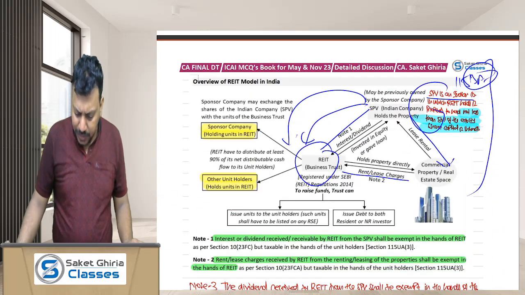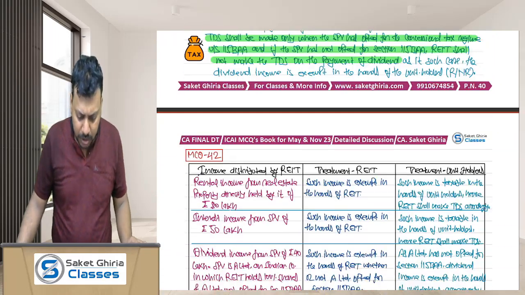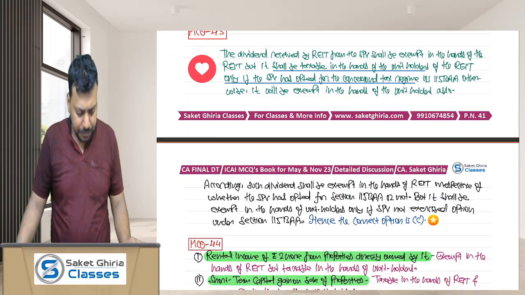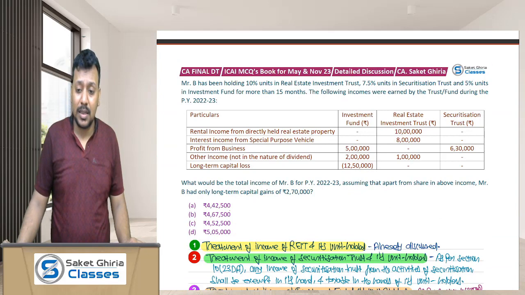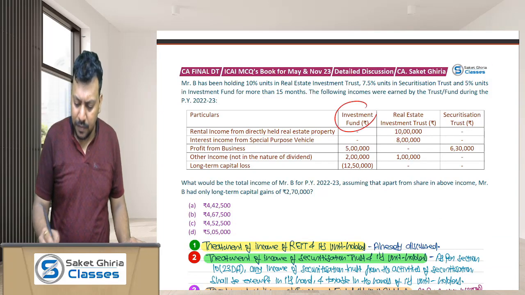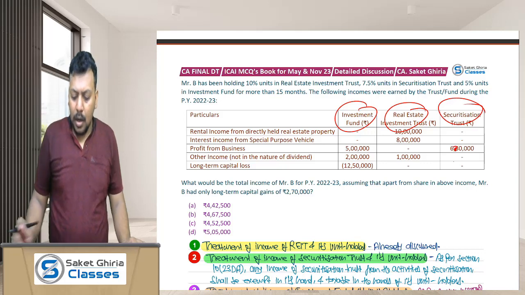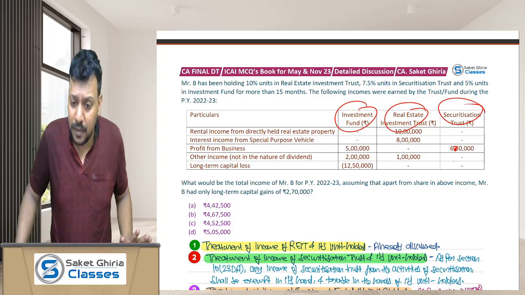Okay. So dear friends, there is a detailed explanation that we have mentioned over here, so you should refer to this also. Moving further, in this case there are three entities: investment fund, REIT and securitization trust. This is rupees 6 lakh. So we have already seen what is the case of REIT.